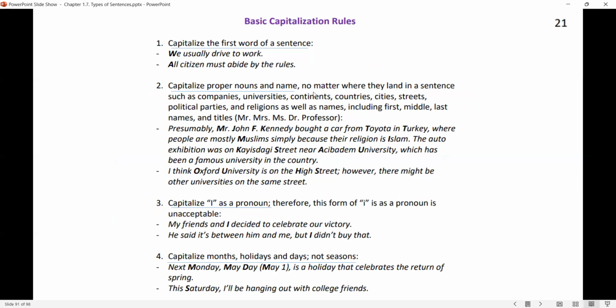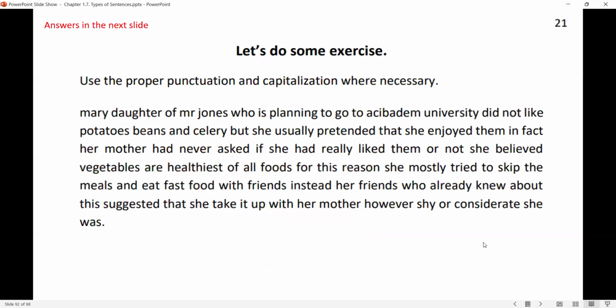And we talked about capitalization rules when we were discussing proper nouns and common nouns. Remember that? We said that we capitalize the first word of a sentence. So a sentence begins with a capital letter, with a big letter, and proper nouns are all capitalized except for seasons. We said that seasons are not capitalized, though they are proper nouns. We cannot capitalize them. All the other proper nouns are capitalized, right? We talked about that. And I is always capitalized.